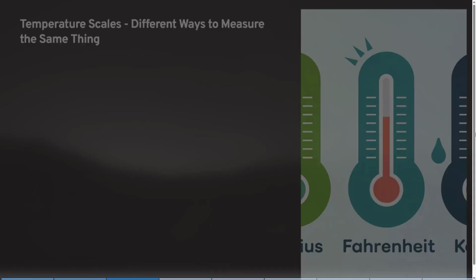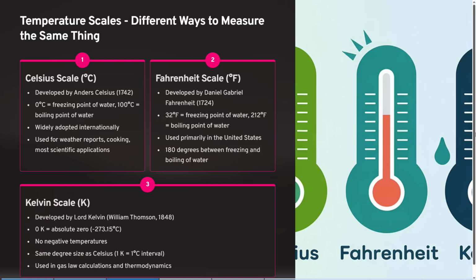Now let's talk about how we measure temperature. We have three main scales, each with its own story and purpose. First, the Celsius scale, developed by Anders Celsius in 1742. He chose two reference points everyone could relate to: water freezing at 0 Celsius and boiling at 100 Celsius. This scale is used worldwide for weather, cooking, and most scientific work.